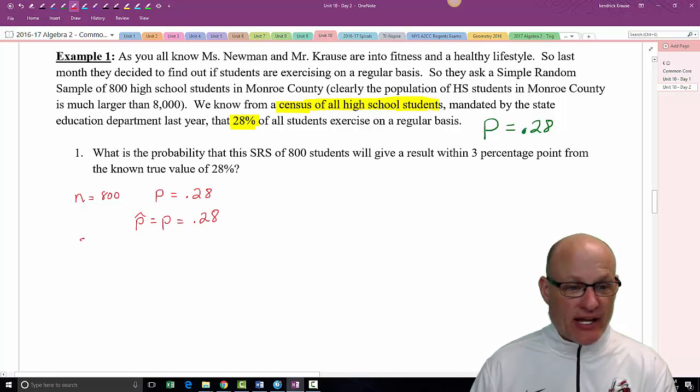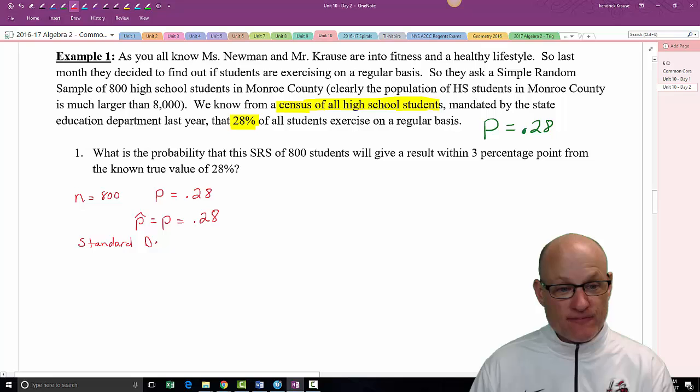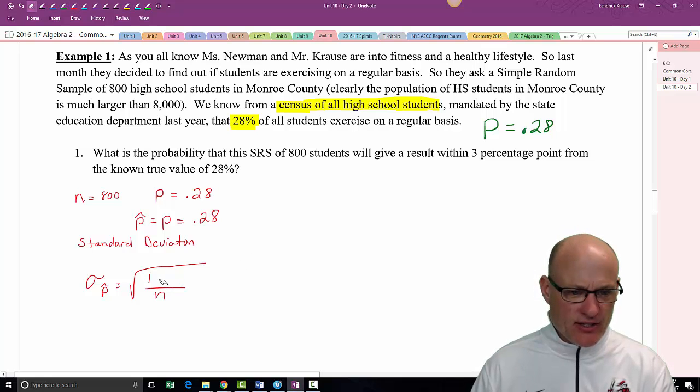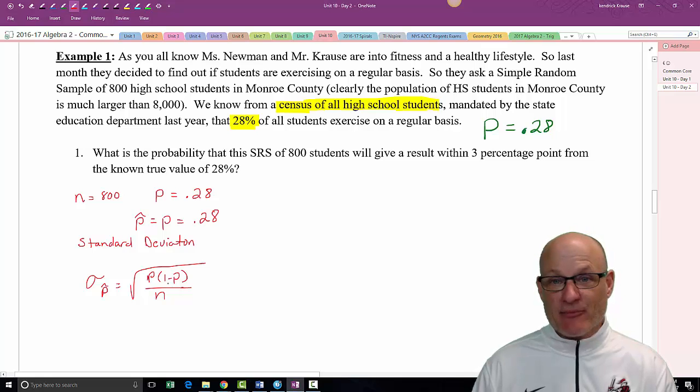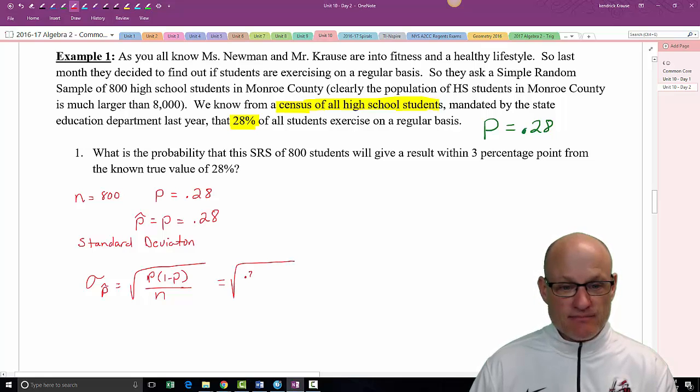We need to calculate the standard deviation. So that's our first calculation. I gave you the formula on the previous page. Sigma of p hat is equal to the square root of p times 1 minus p, over n. In other words, it's p times p complement. So p is 0.28. The complement of that would be 0.72.